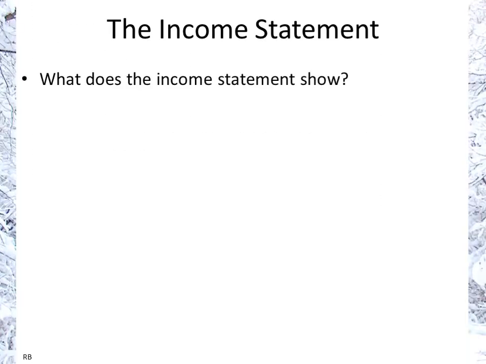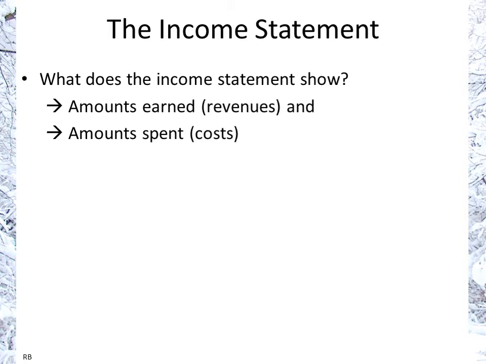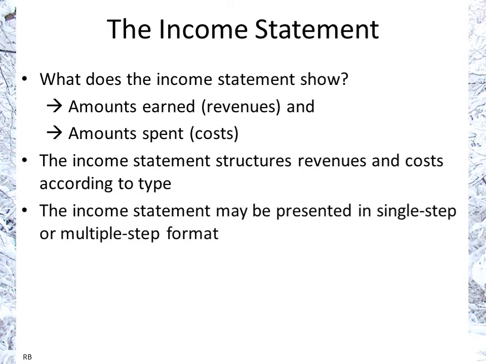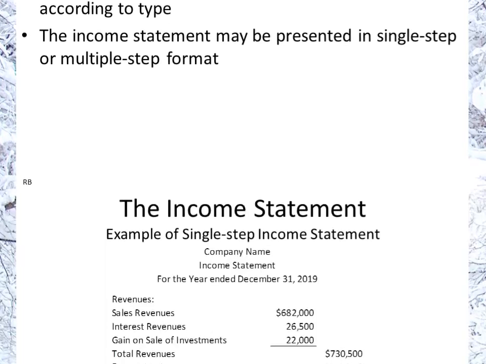Income statement. What does an income statement show? Well, an income statement shows, generally speaking, two things. One is the amounts earned, or revenues, and the amounts spent, or costs. Now, the income statement structures the revenues and costs according to their type. It may also be presented in a single-step format or a multiple-step format.